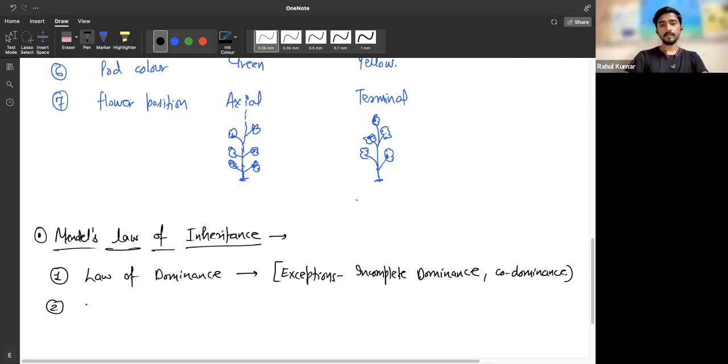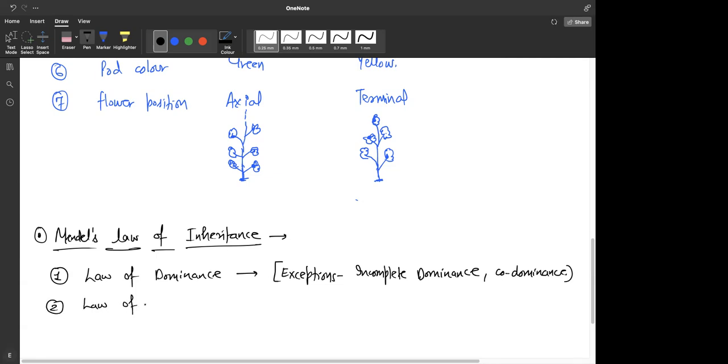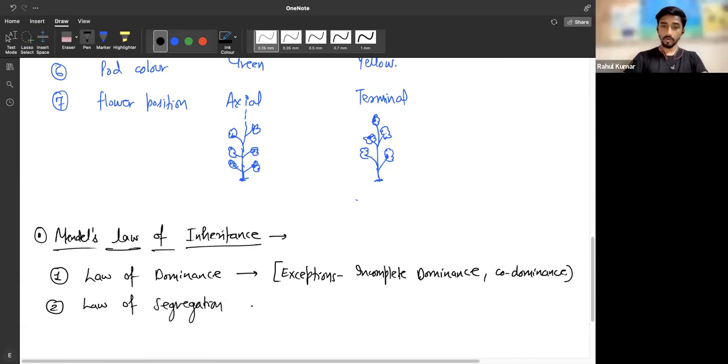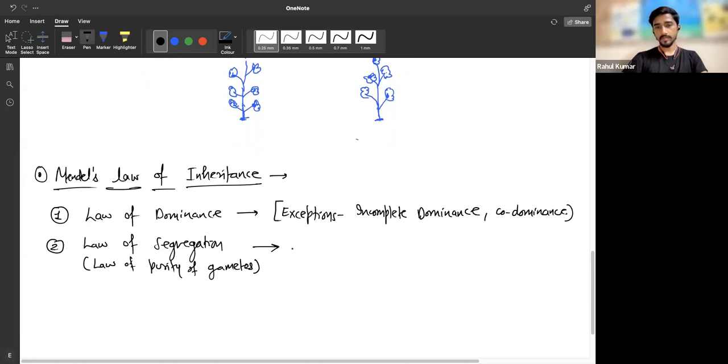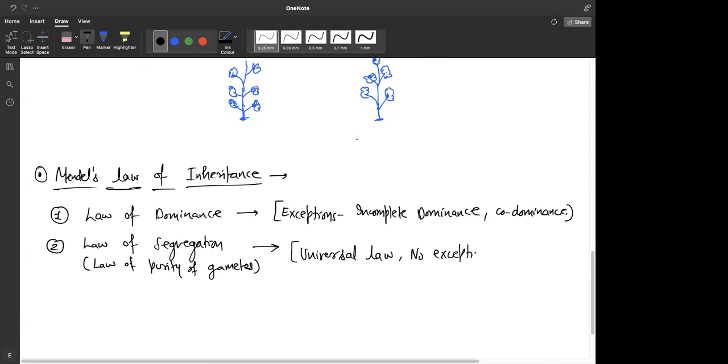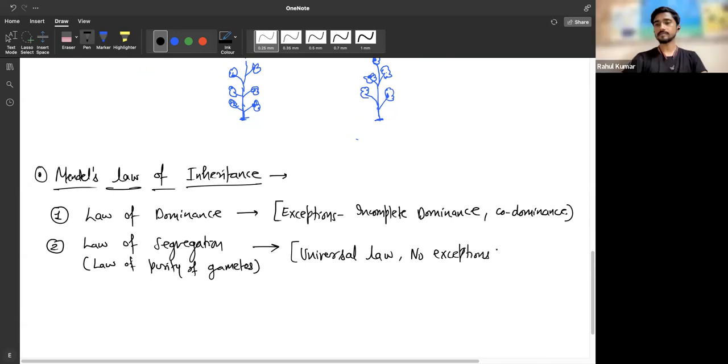The second law given by Mendel was the law of segregation. It is also known as the law of purity of gametes. We will understand all these laws in the next class, because it will take time, but I'm just telling you, this is a universal law. It has no exceptions. We will understand why it has no exceptions.